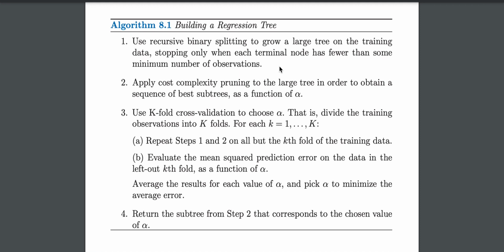So one way to approach that is to apply cost complexity pruning, where we start with a large tree and then we get rid of some of the nodes so that the cross-validation error becomes as small as possible.